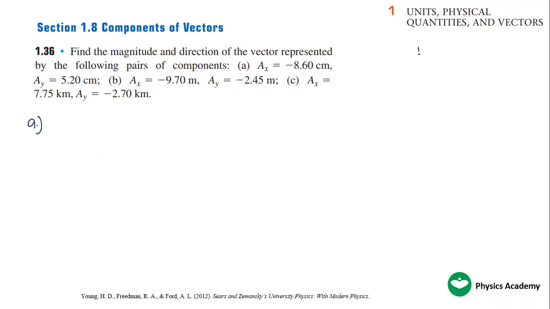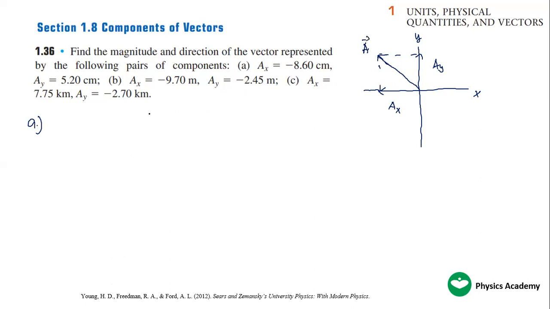So the best way to do this again is you use this graph and you use a sketch. You're given components of vectors. Your AX is negative, meaning it lies on the negative x-axis. And you have your AY, which is positive, so it lies in this direction. So meaning your vector A is in this direction. Okay, given that.